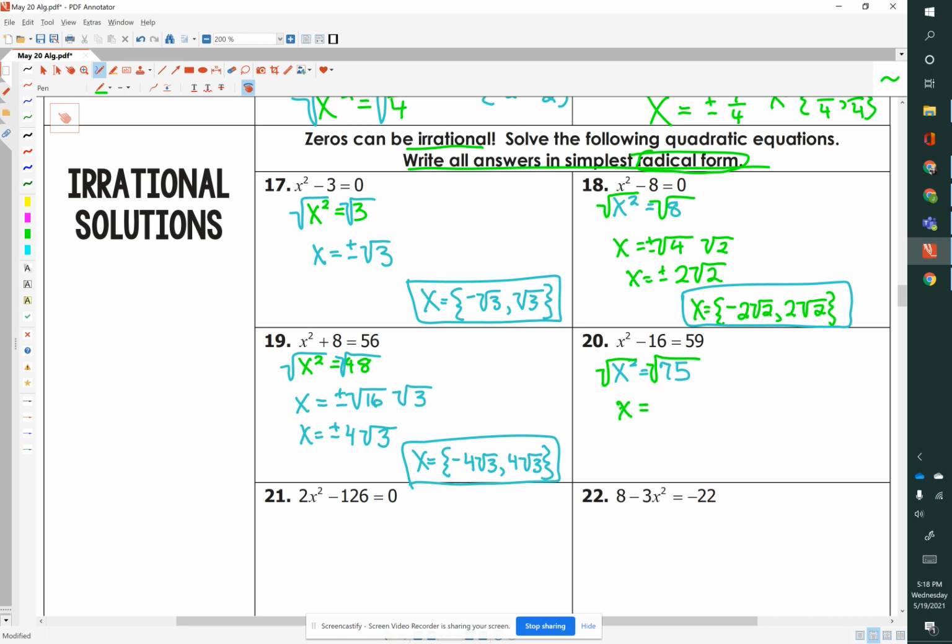So we're going to have x on the left side. And do you see that 25 times 3 there? So it's going to be plus or minus the square root of 25 times the square root of 3. And the square root of 25 is, of course, 5. And the square root of 3 is irrational. So we just write this in set notation. And our work is done.